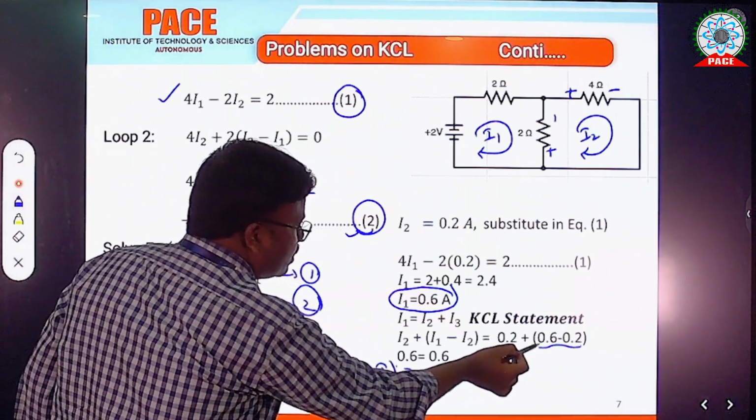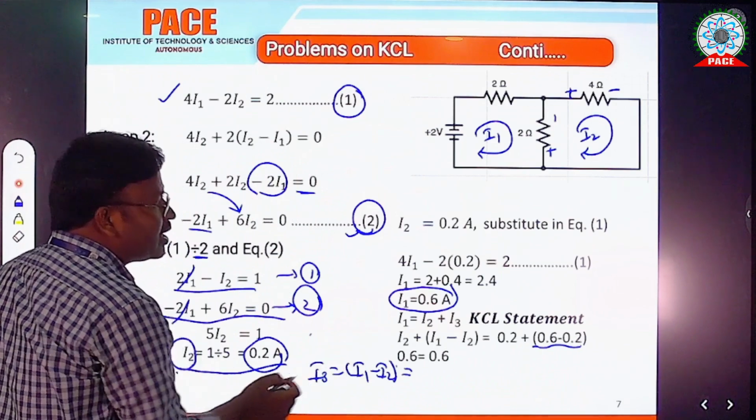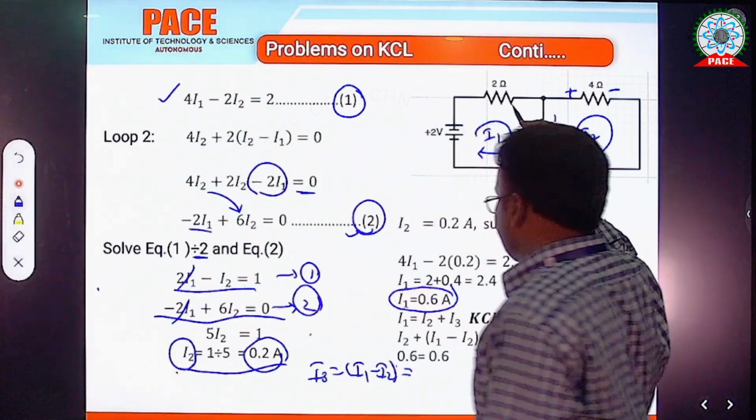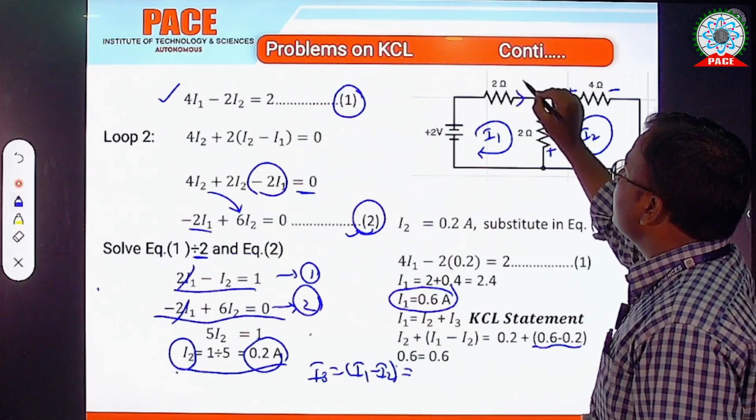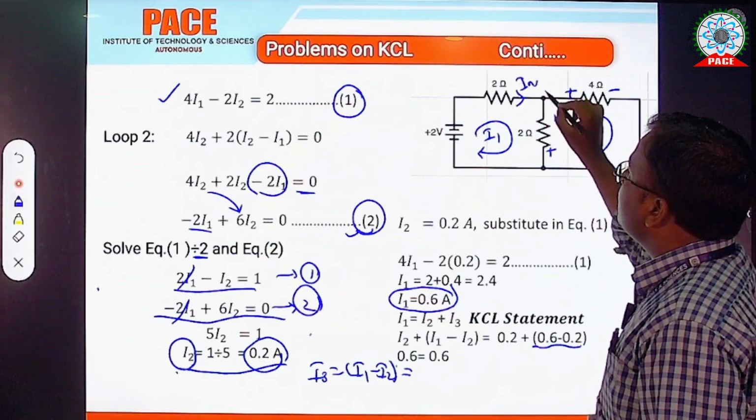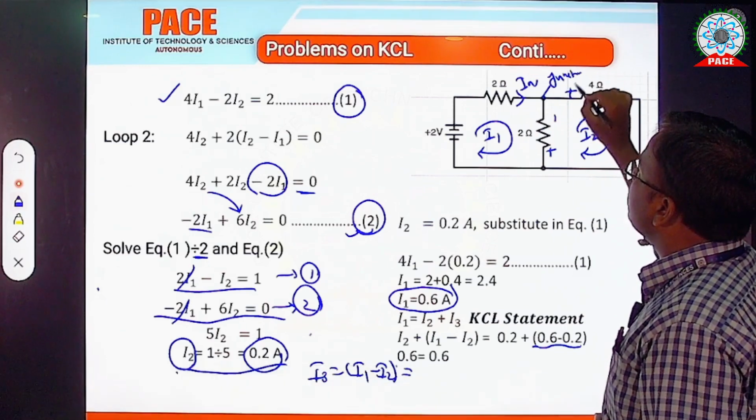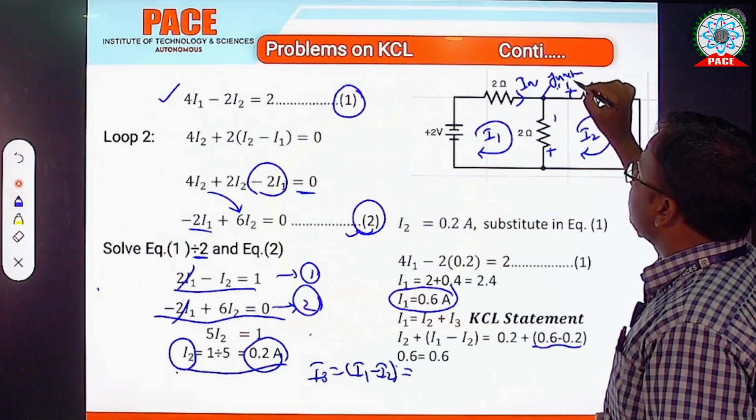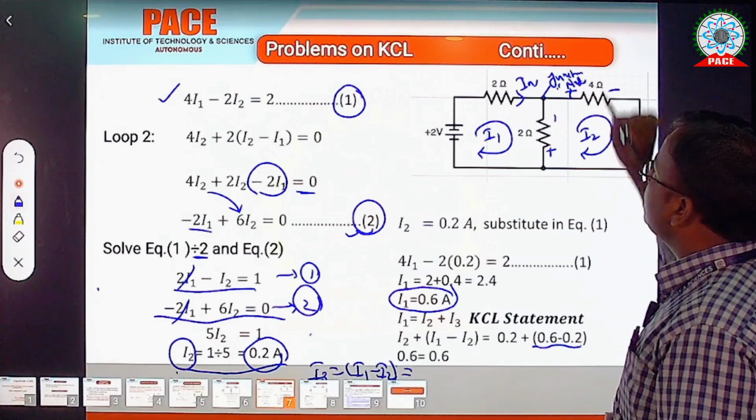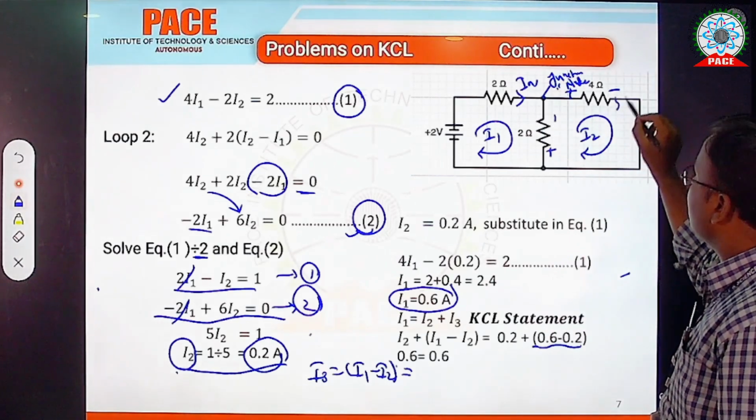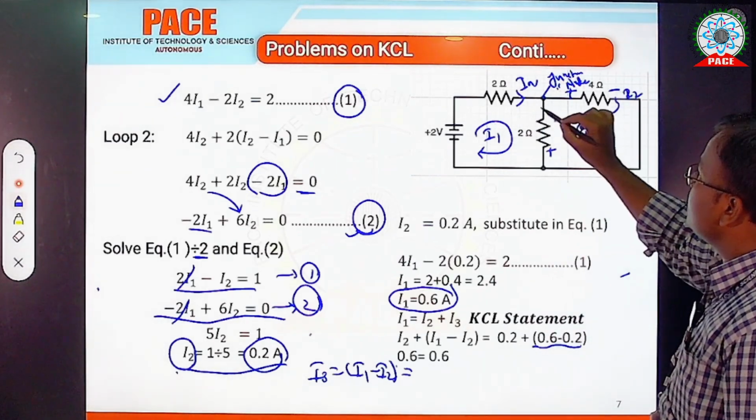Our statement states Kirchhoff's current law: sum of the entering current equal to leaving current. Here I am assuming I1 will be the entry current at a junction, or we can call this a node. Here I2, and this we are assuming I3.